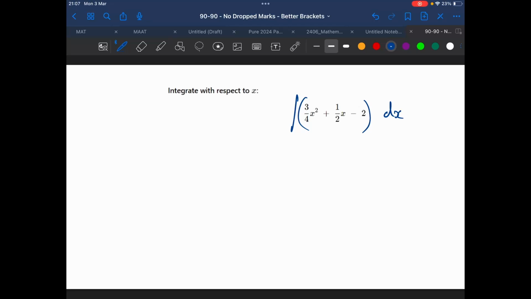Welcome to today's video. We're going to look at some more lightning skills. So this is making your indices much quicker, and we're going to do this with integration to start with.